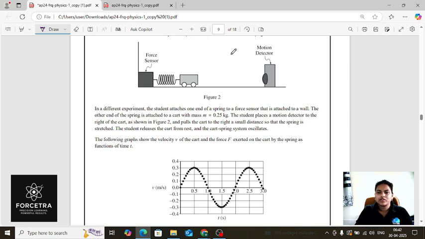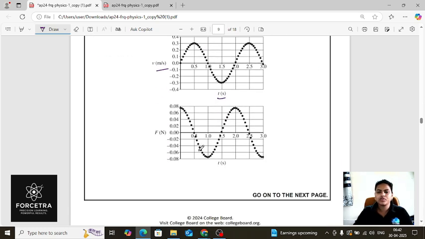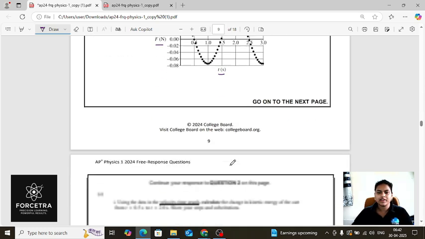In a different experiment, so this is a different setup. A student attached one end of the spring to a force sensor that is attached to the wall. The other end of the spring is attached to a cart of mass 0.25 kg. The student places the motion detector to the right of the cart as shown in this figure. So this is the motion detector. Whenever this cart moves, it would measure it. The cart-spring system oscillates. The following are the graphs: velocity versus time graph and force versus time graph. These two we get.